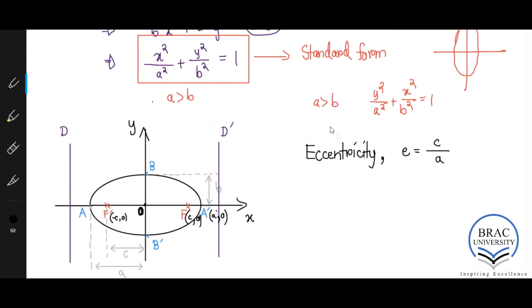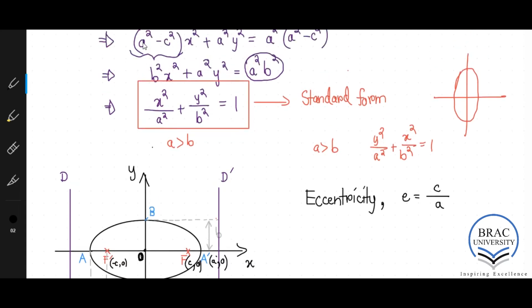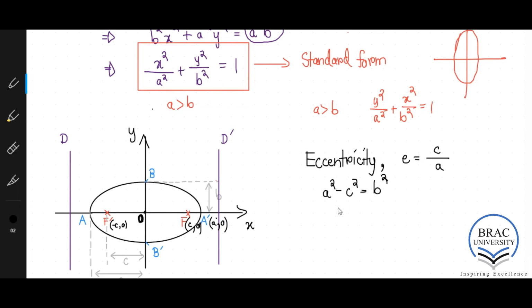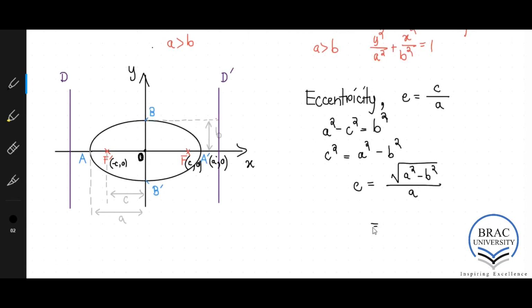So what is C here? If you remember from what we did a while back, we defined a squared minus c squared equals b squared, right? A squared minus c squared is equal to b squared. These are just constants again. And so c squared was equal to a squared minus b squared. And so the eccentricity is the square root of a squared minus b squared over a. We can write this in a simpler form, of course. We can define this as the square root of 1 minus b squared over a squared.